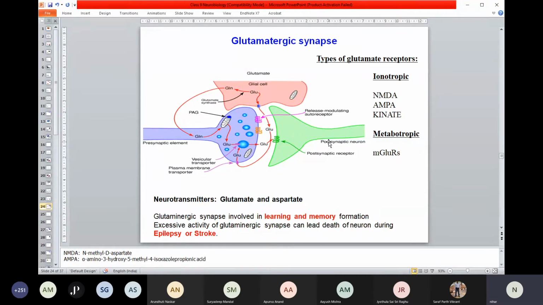But the amazing thing is you have 20 amino acids, and among them, 2 of the amino acids, the acidic amino acids, are acting as neurotransmitters. That's surprising, and why not others? Anyway, that's a different aspect. But if you look at how this glutamate or aspartate is involved in learning and memory formation, it's too complex. I try to give a very simplified view.